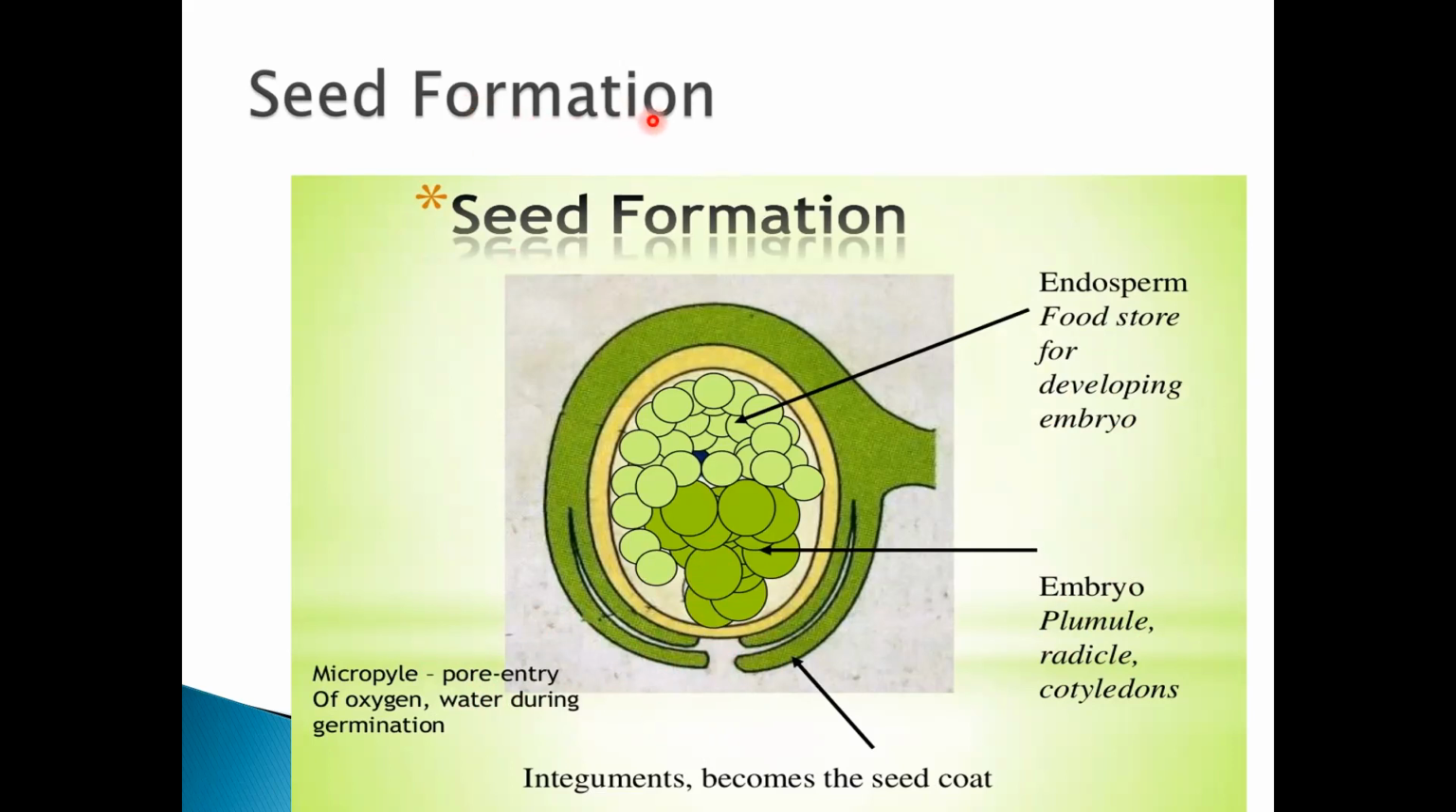So we are studying about the seed formation. How does the seed form? The integuments become the seed coat. The micropyle helps in the movement of the water and oxygen. Then embryo, plumule, radicle, and the cotyledons. The plumule is the shoot, a radicle is the root part, and the cotyledons is nothing but the covering. Endosperm is nothing but which nourishes the growing embryo.